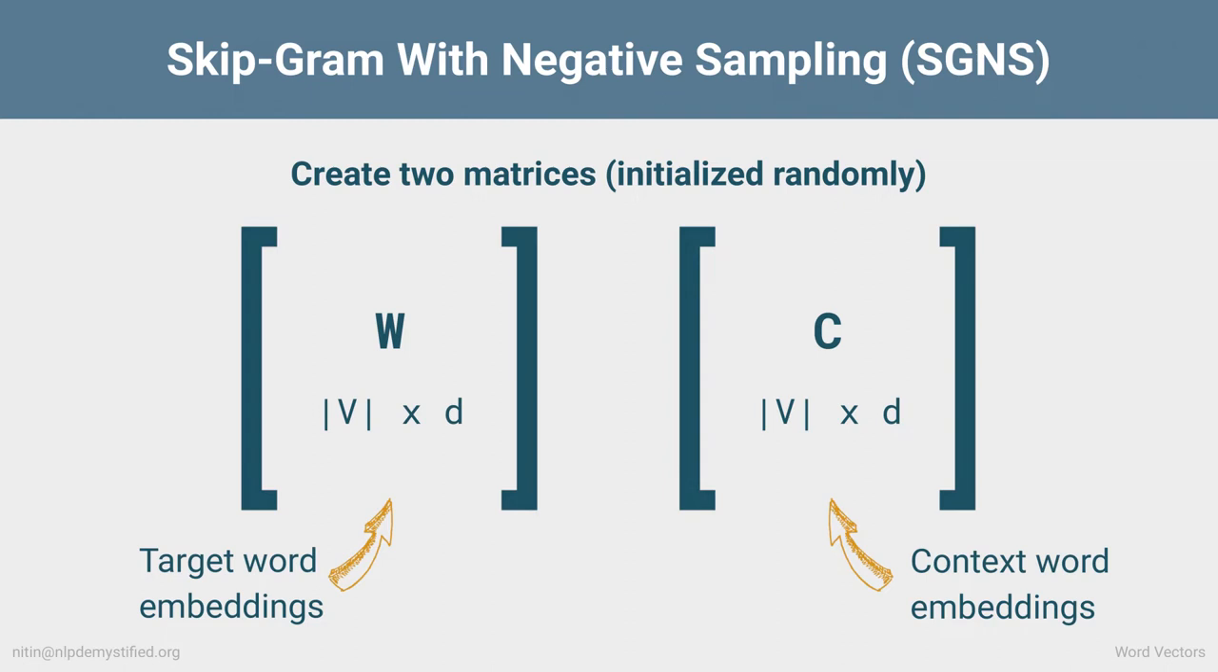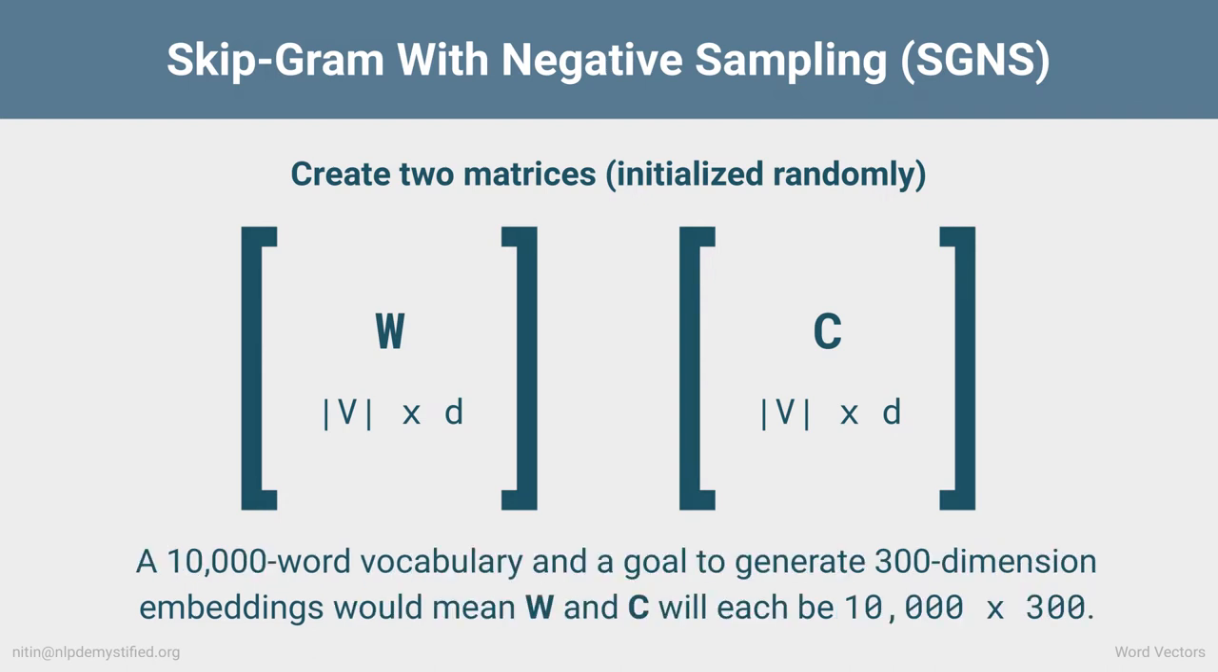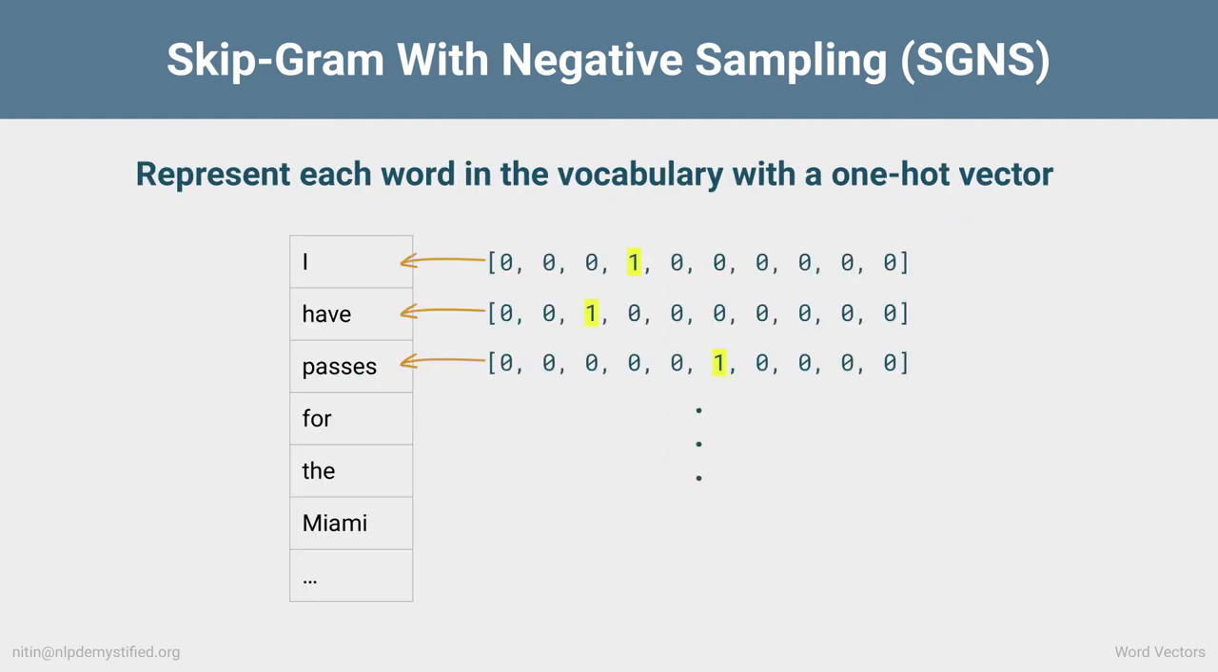To be sure, they'll store embeddings for the same set of words, so the word Miami will be in both matrices. It's just that when Miami is a target word, its embedding in W will be updated. When Miami is a positive or negative context word, its embedding in C will be updated. These matrices will be randomly initialized and have the same dimensions, so one row for each word in our vocabulary, and columns equal to the number of dimensions we want. So if our vocabulary has 10,000 words and we want 300 dimension embeddings, W and C will each be 10,000 by 300. Finally, we'll one-hot encode each word in the vocabulary, and we'll see why next.